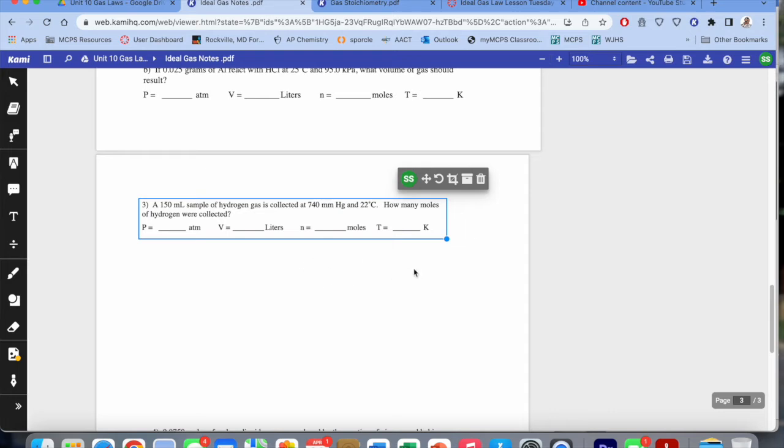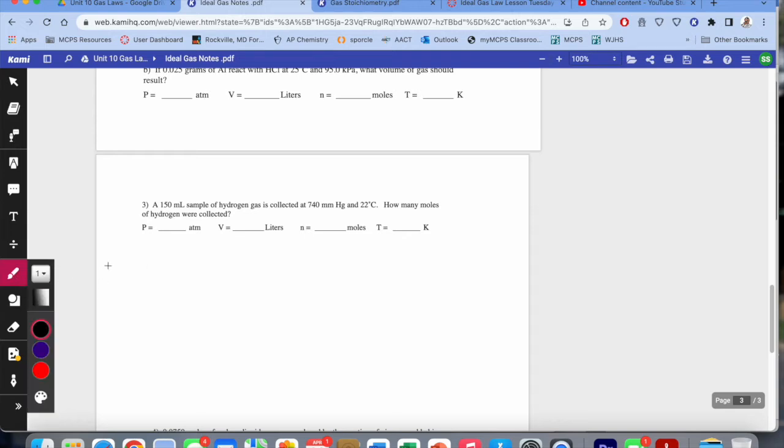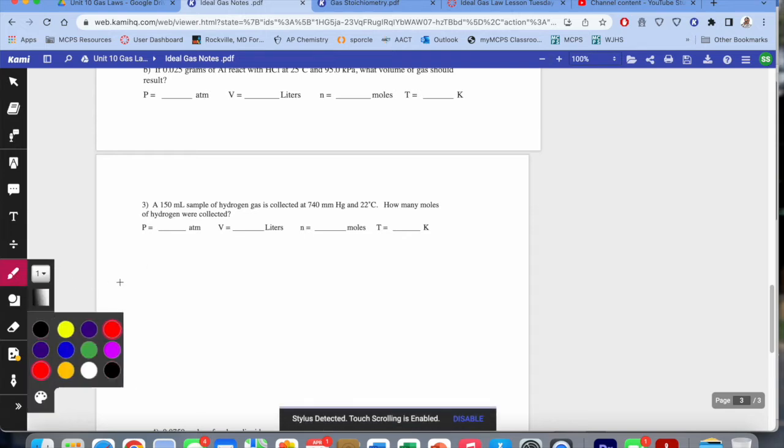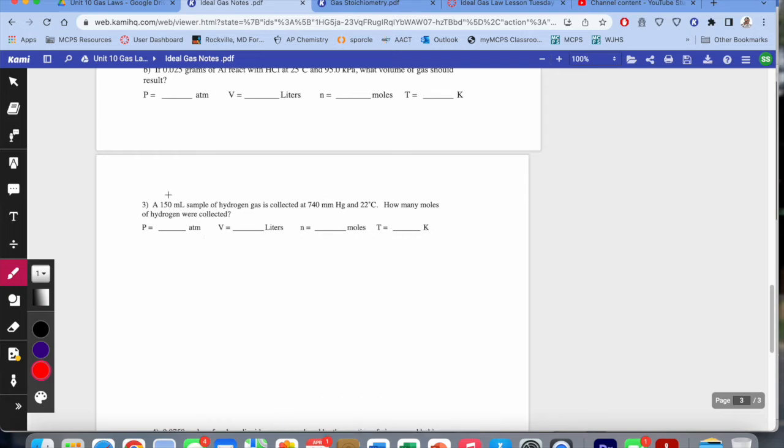And so the first thing I want you to realize is that to solve a problem like this, the best approach that I can think of is to start to play the what do you know game, right? And figure out what pieces you actually have. Okay, so here you have milliliters, and that's volume. However, I want volume in liters.